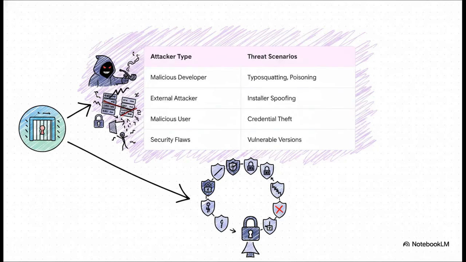Digging into the specifics, the researchers identified 16 distinct, honestly pretty creative threat scenarios. Take a malicious developer using namespace typo squatting. A bad actor names their server something just slightly off, maybe spelling Google Calendar with an E instead of an A, and boom, you're tricked into downloading malware instead of your daily schedule.